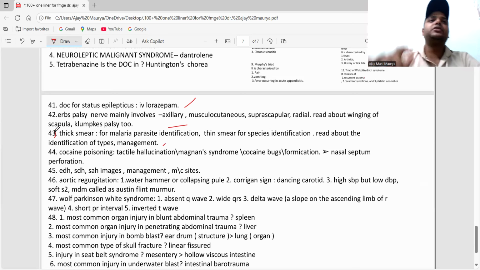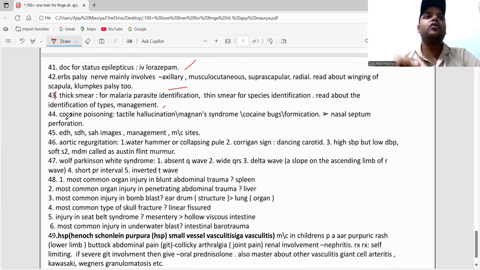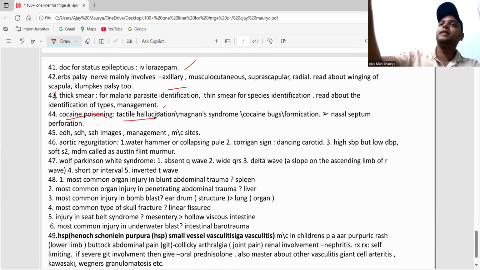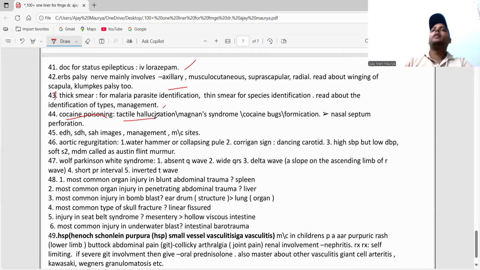Okay. Next one is cocaine poisoning. In cocaine poisoning, there is tactile hallucination, also called Magnan syndrome. Cocaine bugs, meaning the patient will feel like something is crawling on them. Another feature is nasal septum perforation. Okay? Try to remember all the other cocaine poisoning features, and other poisons also.